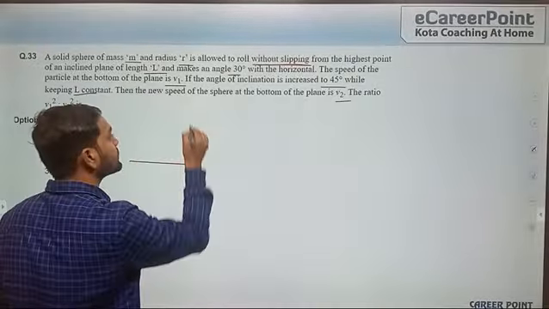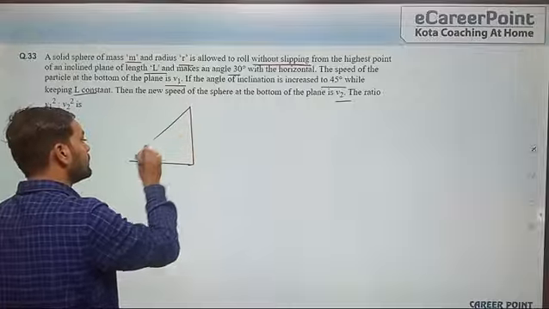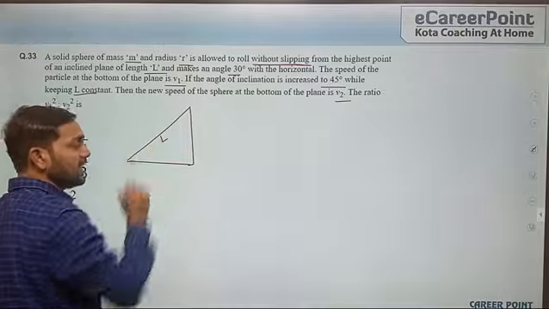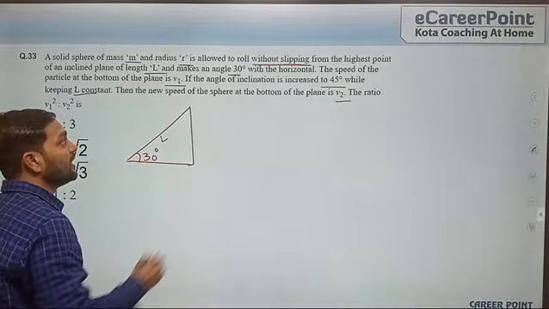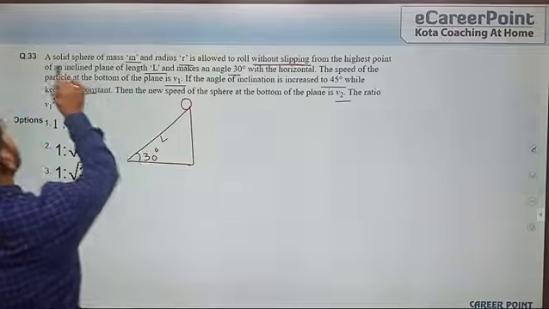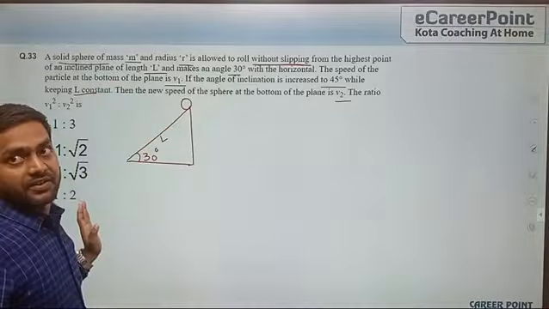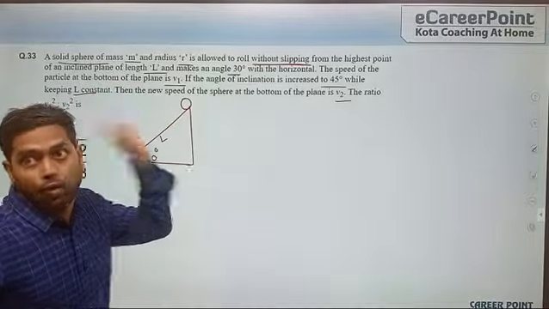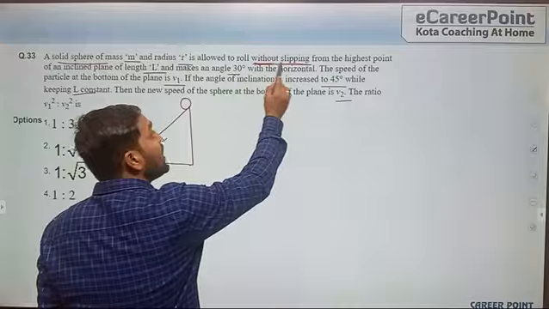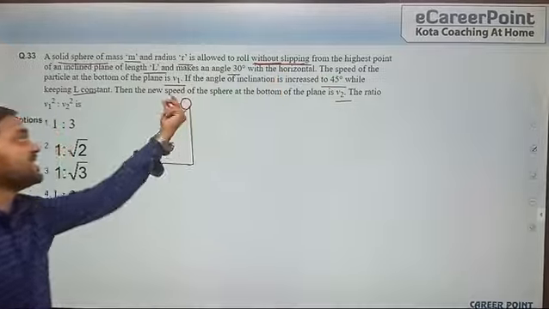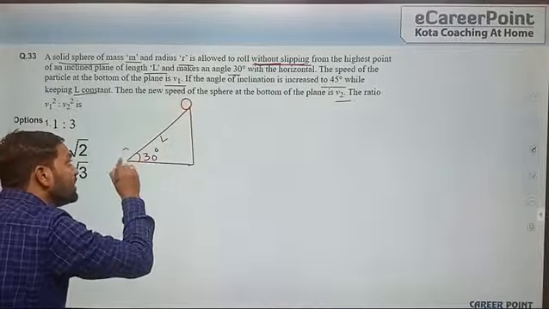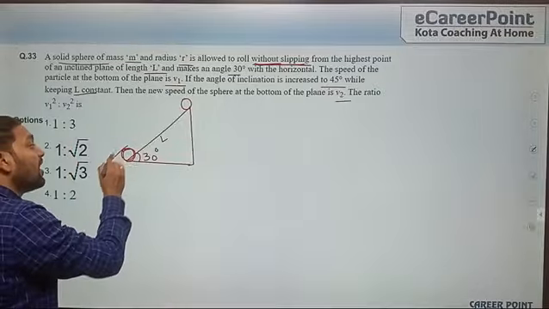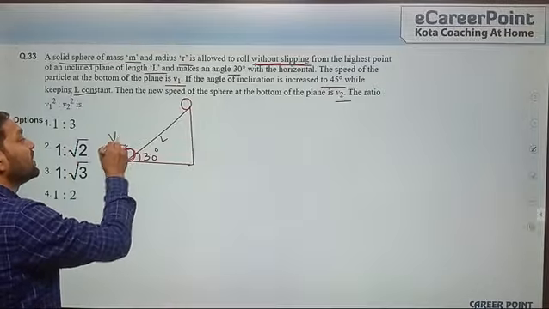Okay, so first we need to draw the diagrams. Right, so this is my length. First we have 30 degrees. A solid sphere of mass m is here, and it undergoes pure rolling. How do we know? Without slipping is given, so for that reason we can say this is pure rolling. So it rolls and comes down to here, and the velocity here we are going to get is v1.